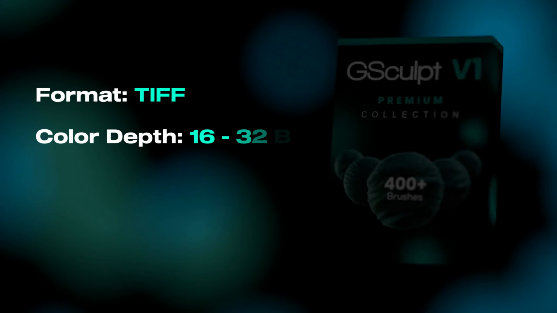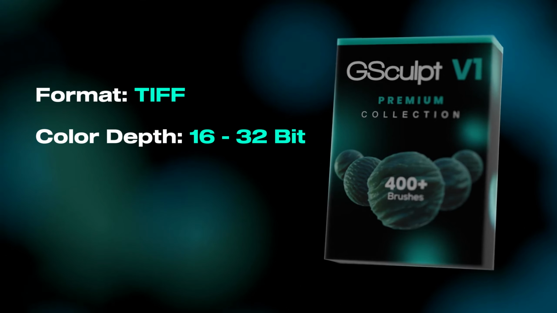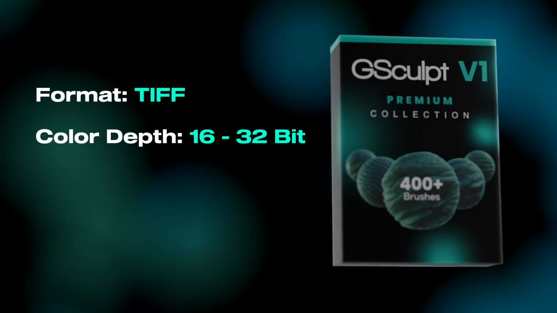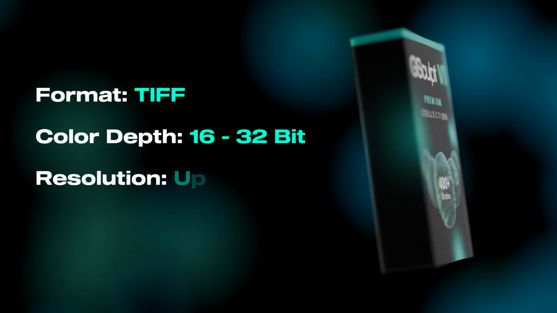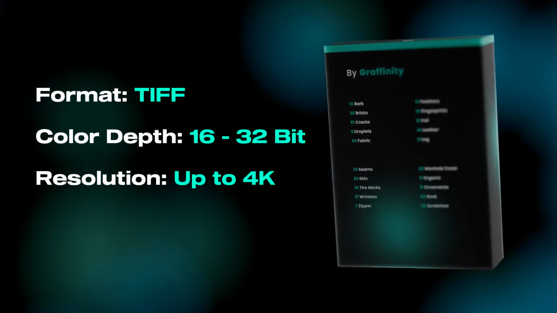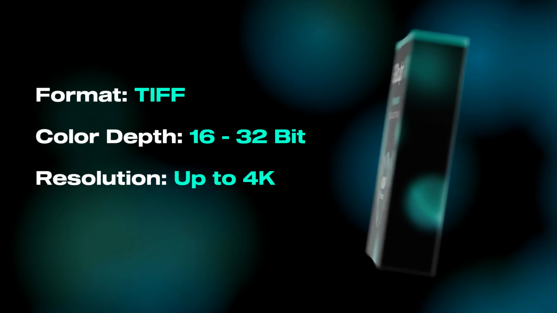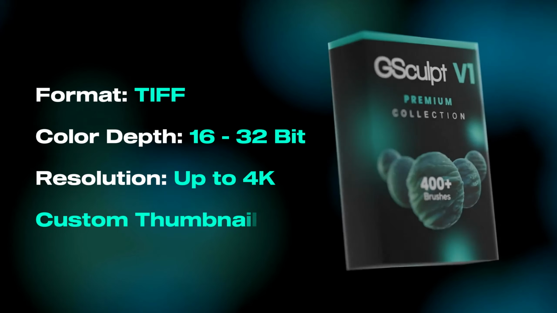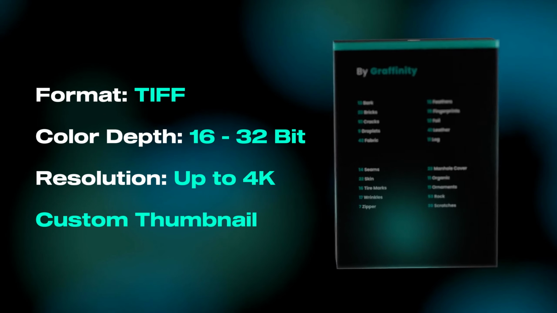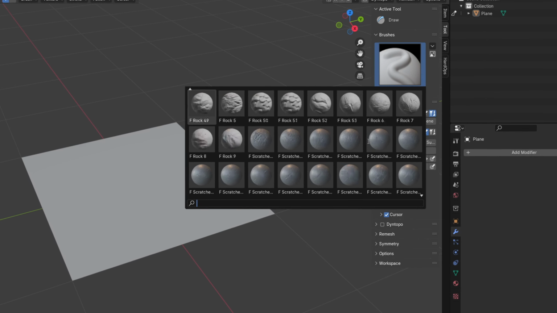Now let's talk about the brush textures themselves. All textures are in TIFF format with 16 or even 32-bit color depth, meaning the surface will remain smooth without any noticeable transitions. The resolution of these textures also ranges from 1K to 4K, ensuring sharp and rich details every time. For better visual recognition and organization, each brush has its own thumbnail, so the user knows how the brush will look on the mesh before he actually uses it, which speeds up the workflow.